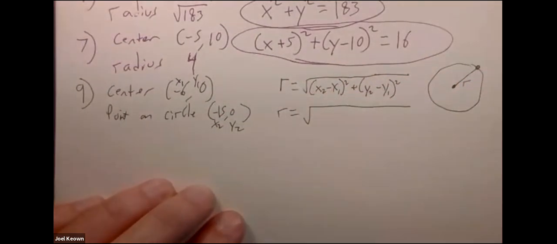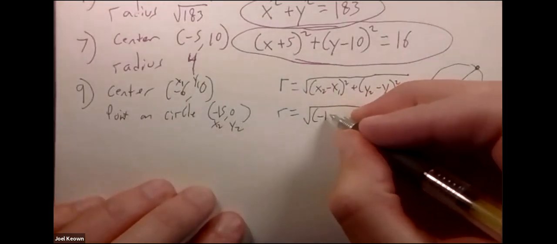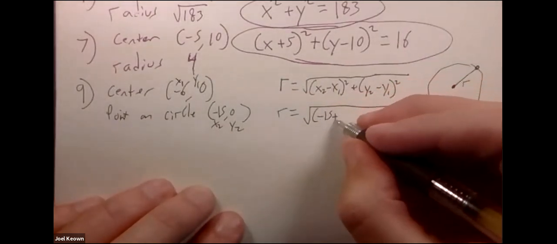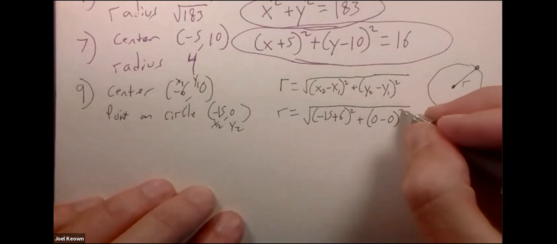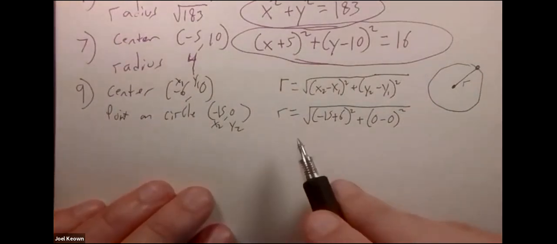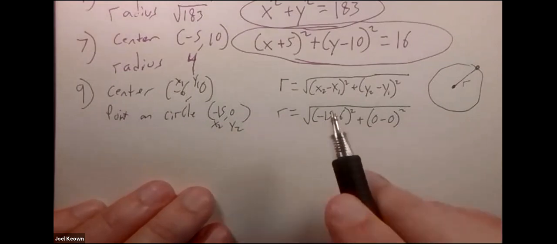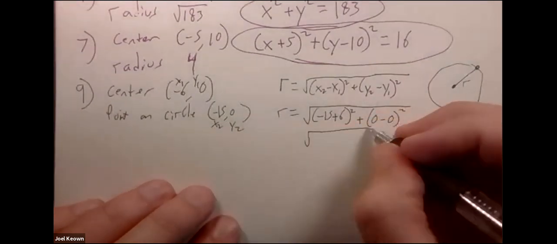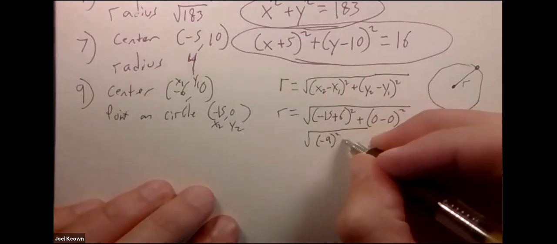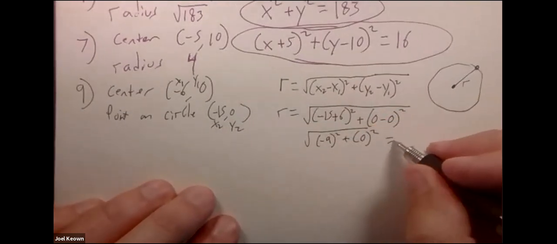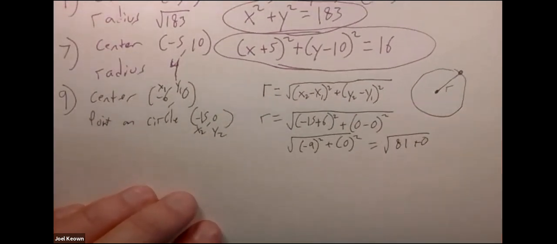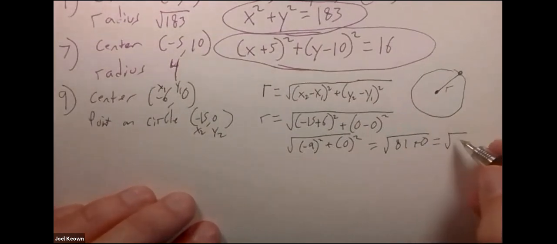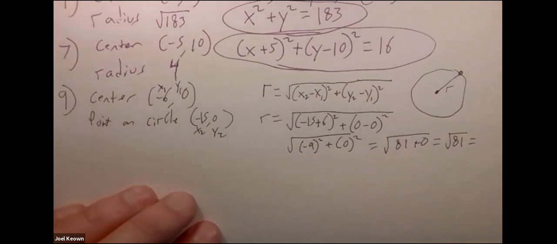R equals the square root of negative 15 minus negative 6, so plus 6 squared, and then 0 minus 0 squared. Okay. Negative 15 plus 6 is negative 9, plus 0 squared. Negative 9 squared is 81. 0 squared is 0. 81 plus 0 is 81. Square root of 81 is 9.